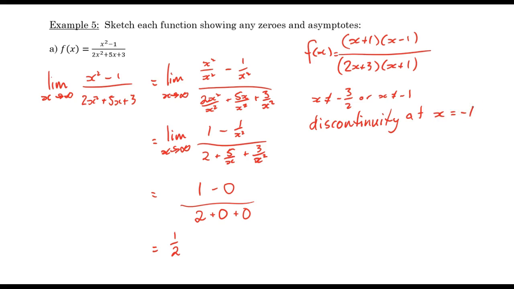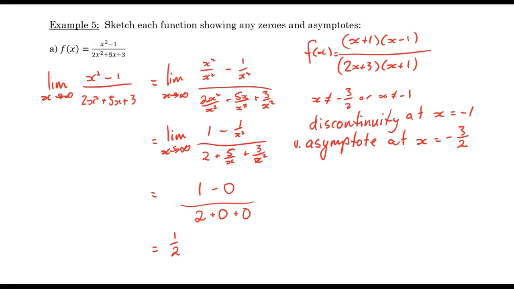Okay, discontinuity at x equals negative 1. I'm going to have a vertical asymptote at x equals negative 3 over 2. So, vertical asymptote, discontinuity, a horizontal asymptote. We should from here draw up a table of signs.